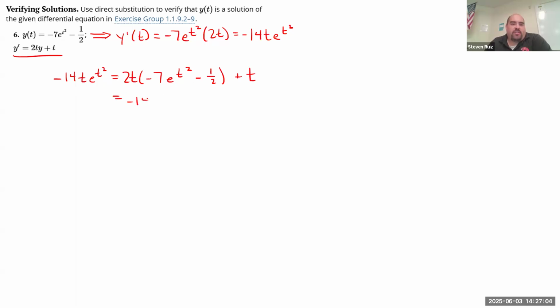Distribute this, I get negative 14t e to the t squared minus a half times 2t, so minus t, plus t. These cancel. So, yep, I feel good about that. Both sides agree, negative 14t e to the t squared. So that's indeed a good solution to that differential equation.